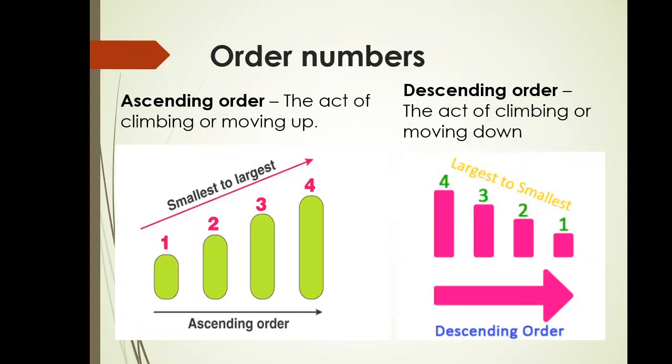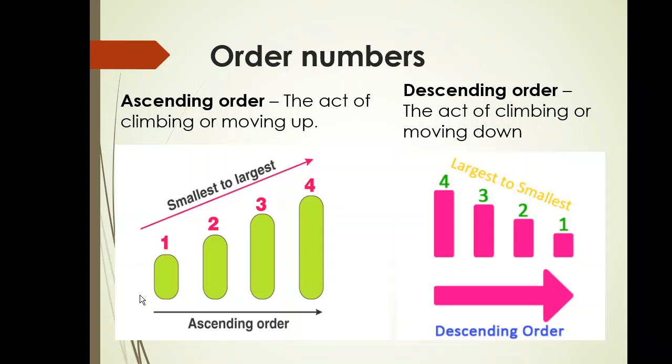Okay, ascending order is the act of climbing or moving up. It's like you are climbing a mountain. You start at the lowest point of the mountain to the highest point of the mountain. So when we are ordering numbers in ascending order, we start with the smallest number to the largest number.